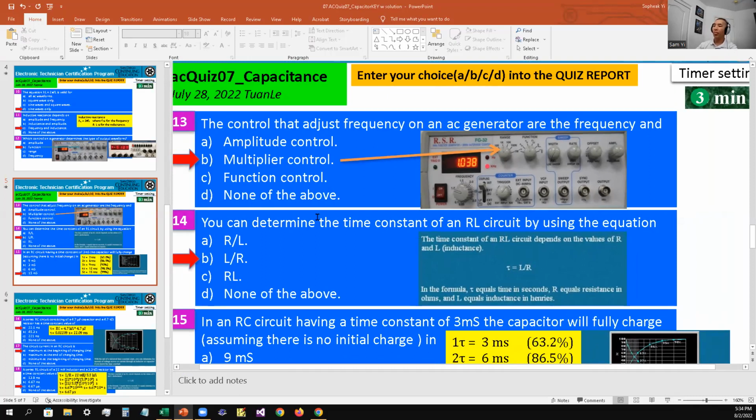Number 14: you can determine the time constant of an RL circuit by using the equation. This was not covered in the lecture, but it is covered in the AC 1 lab. Time constant equals L divided by R. So the answer is B as in boy for 14.